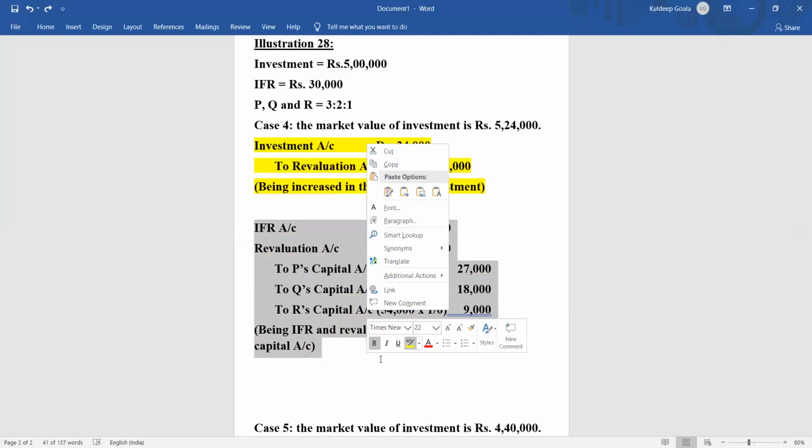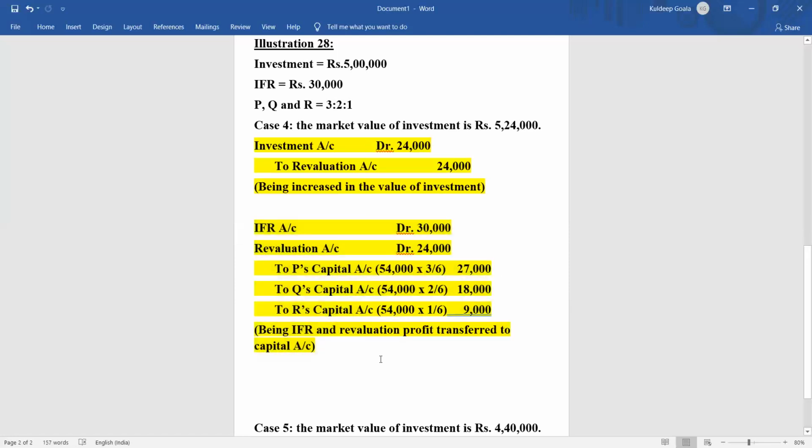What is happening here? I'm repeating once again. 5 lakh was the value, now it has increased to 5,24,000. So the extra 24,000 was the profit. Whenever the asset value decreases or increases, you show it in the revaluation account. That is why the revaluation account is created here.